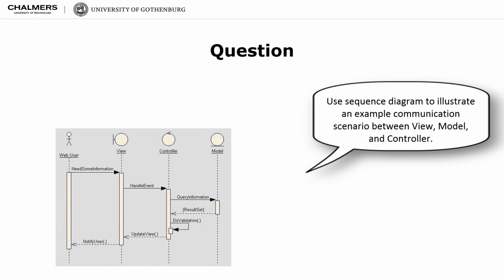Here is a typical scenario. A request is received from a web client via a view component. A designated controller is used to handle the request by querying the model for requested data. The appropriate data is then returned by the model to the controller, gets validated, and is sent further to the appropriate view element. The view is then updated and the user is notified.